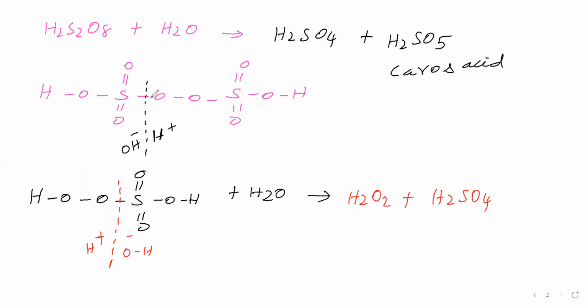This Marshall's acid undergoes vacuum distillation to give sulfuric acid and Caro's acid. This Caro's acid is called peroxymonosulfuric acid. Peroxy, because the peroxide linkage is there. Monosulfuric acid we are seeing. This on further vacuum distillation becomes hydrogen peroxide, and this becomes sulfuric acid.